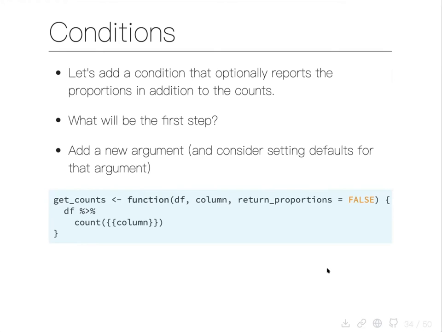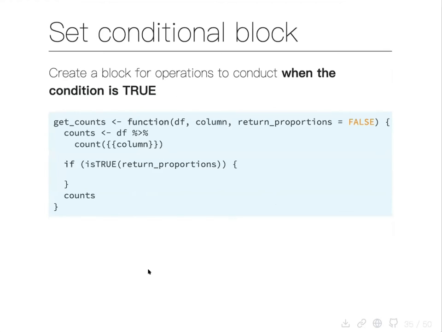Notice also I've included a default to that argument. Okay, so return proportions is set to false. So when you call this function now, you can override that and set it to true, but you don't have to supply that argument on your own because it will just default to false. Okay, so here's the body of the function.